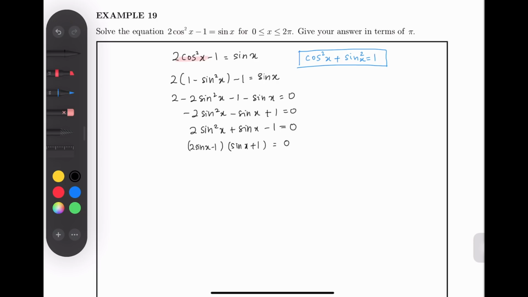So from here, we'll get two different sets of answers. The first is 2 sin x minus 1 equals to 0. To simplify, we get 2 sin x equals to 1 and sin x equals to 1 over 2. The other one is sin x plus 1 equals to 0. Therefore, sin x equals to negative 1.